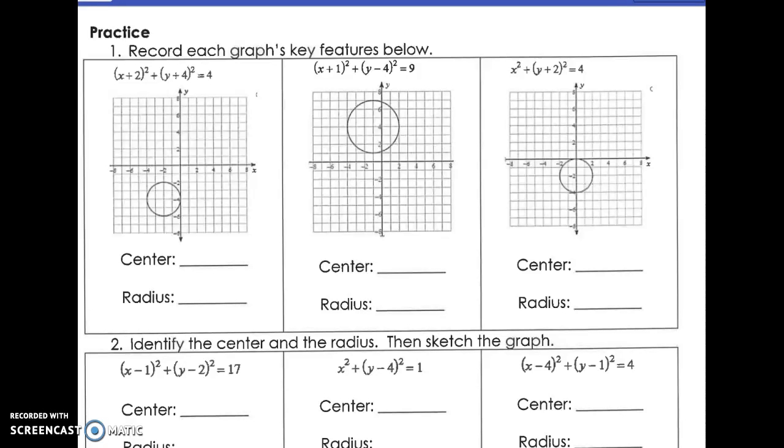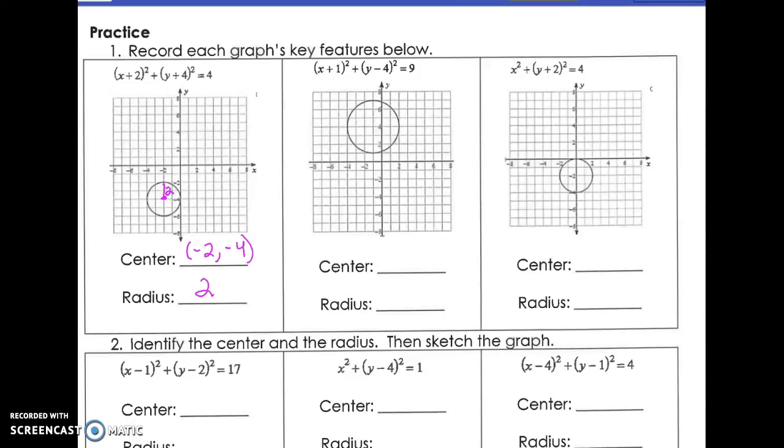So things that you should be noticing, hopefully you got from the notes, is here's the center point, which is at negative 2, negative 4. Notice, plus 2, plus 4, negative 2, negative 4. That'd be a good association to make. The radius here is this distance, which is 2. And if you square root 4, you also get 2.